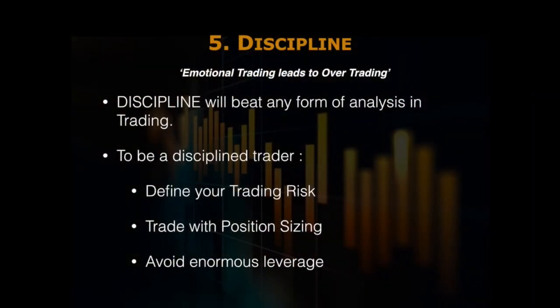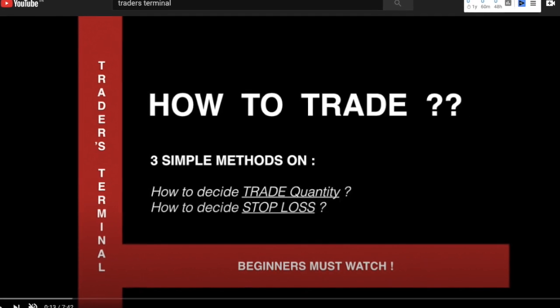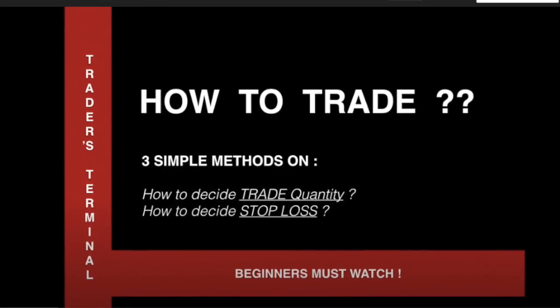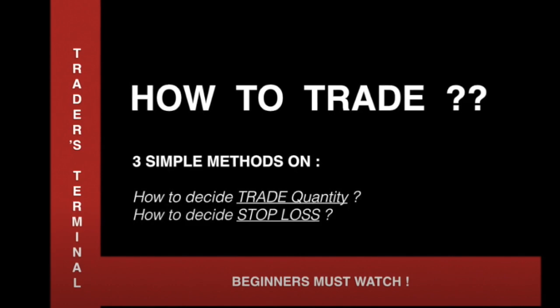Discipline. Discipline will beat any form of analysis in trading. Emotional trading leads to overtrading, and overtrading will most definitely lead to capital erosion. To be a disciplined trader, we request traders to define your trading risk. What we mean by this is that an individual trader needs to understand how much of the loss he or she can bear in one particular trade. After determining that loss, you can trade with position sizing. We have explained this in our video how to trade, 3 simple methods on how to decide trade quantity and how to decide stop loss.